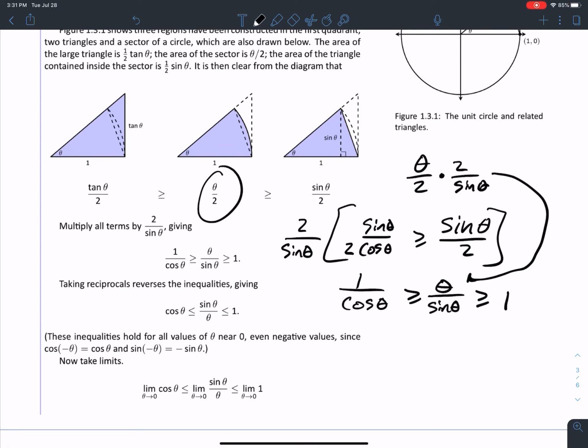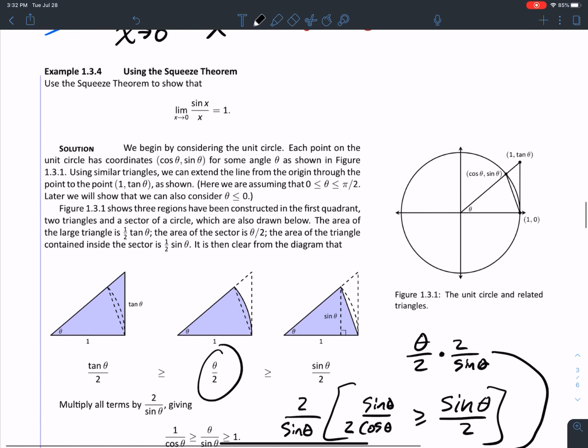So when I do the reciprocal, the reciprocal of 1 is 1, okay? If I do the reciprocal, the inequalities flip. And so the reciprocal here is sine theta over theta. And the reciprocal here is just cosine theta. Okay?